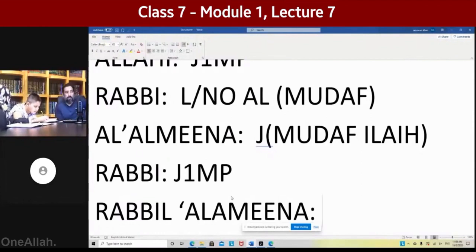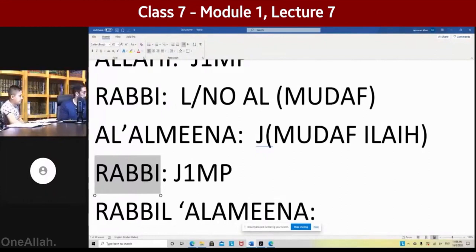We looked at Rabbi on its own, right? We looked at Al-Alamina on its own. We figured out that they're mudaf ilayh. Then I asked you to figure out 4 properties of Rabbi. Fine. But now I want to look at Rabbil Alamina.